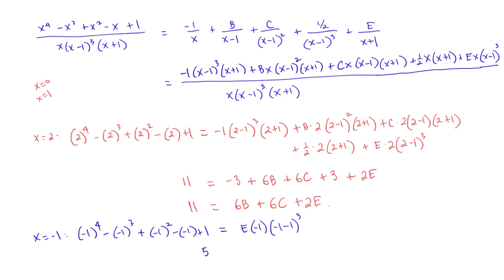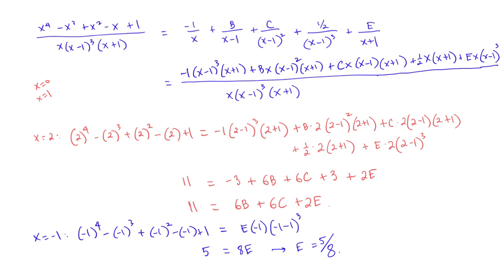The left hand side is 5, and the right hand side, -1 minus 1 is -2, -2 raised to the third is -8, -8 times -1 is positive 8, 8e. Thus, e equals 5/8. Notice that if we were to factor out the numerators before and cancel the x plus 1 factor, we could also use the covered up method to find the coefficient e as well.